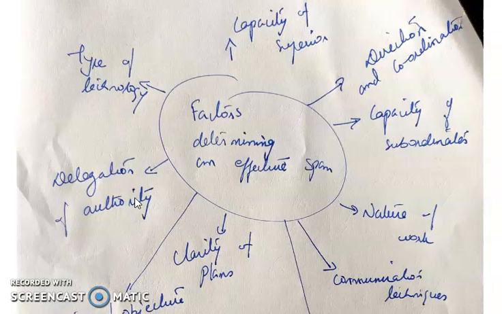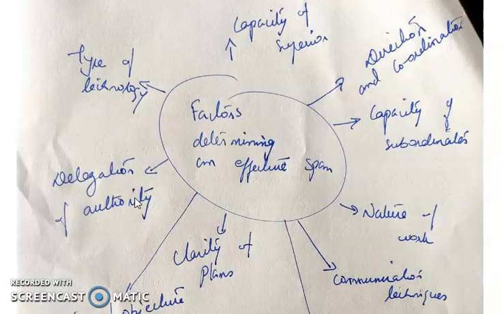Next one is direction and coordination. We need a span of control to determine the degree of coordination, maybe within the unit or with other units or divisions. The unit needs continuous directions, and that demands extra time from the manager in coordinating activities. So if you have fewer subordinates, it is easy to supervise. That is the ultimate aim of having the span of control.